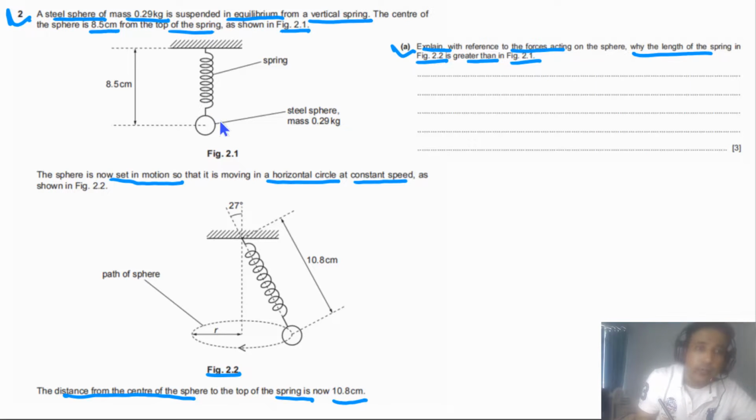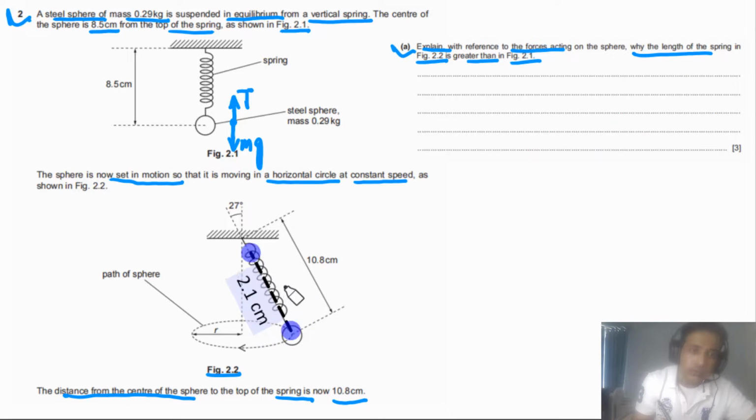So first of all, if you look at figure 1, in this case we have the sphere. If we draw the free body diagram, the force acting downwards on the sphere has to be mg, and the force acting on the sphere upwards has to be the tension T. And in the second case, there is also tension here, so we can draw this line. There is also tension acting along this line, so we can say this one is T.